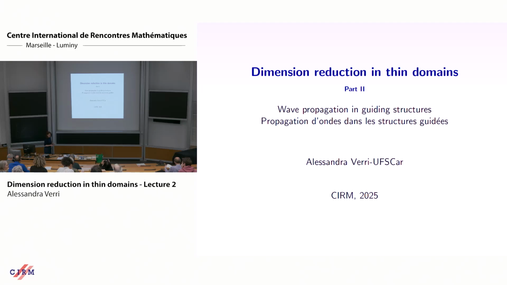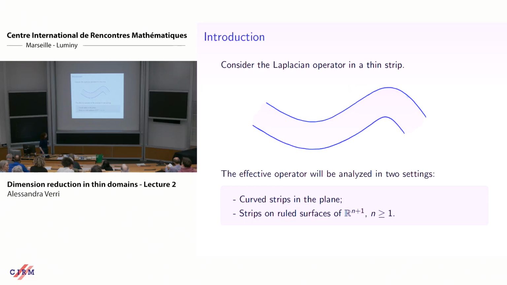Sorry. So today, let's start the second part. Here, we are going to consider two models: curved strips in the plane, and curved strips on ruled surfaces. Although the first case can be seen as a particular case of the second one, I would like to talk about it separately. And then after, I will talk about the strips on ruled surfaces.